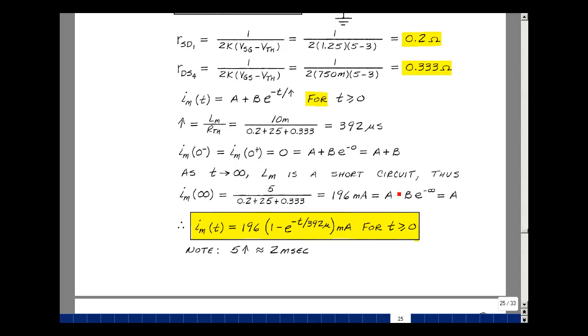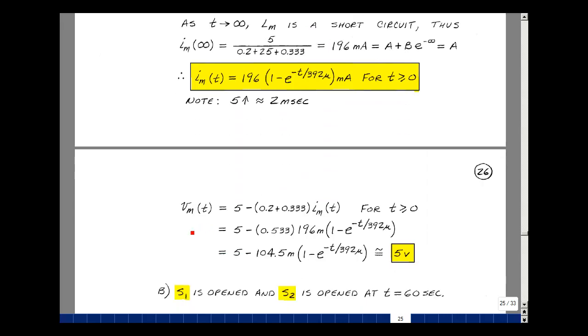The solution is going to be A, which is 196 milliamps, and then B over here is going to be equal to the negative of A, minus 196 milliamps times e to the minus t over tau, which was 392 microseconds. This will be true for t greater than or equal to 0. Note here, 5 time constants is only 2 milliseconds. This equation is going to happen very quickly. We're going to go from 0 current to 196 milliamps.